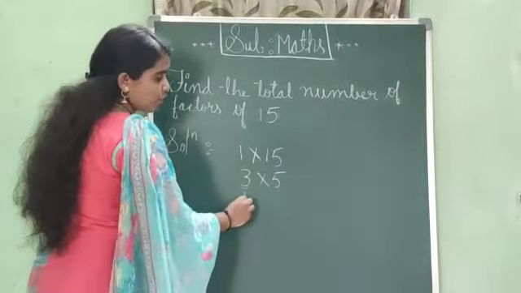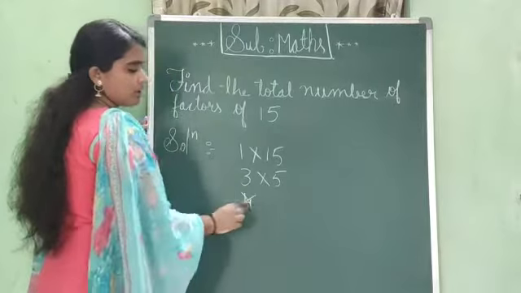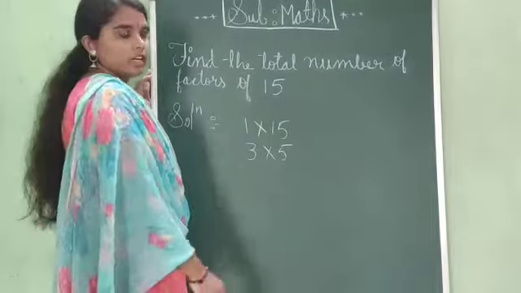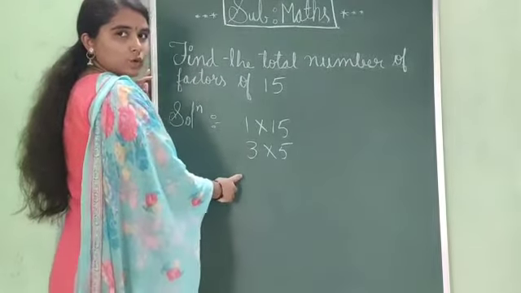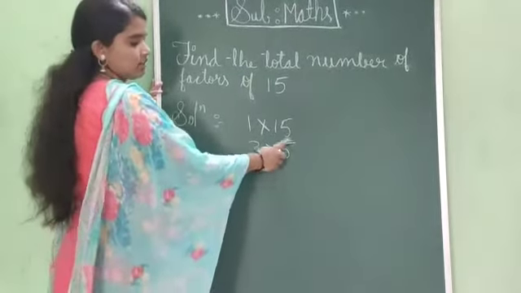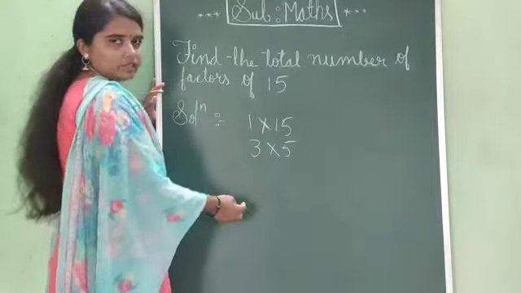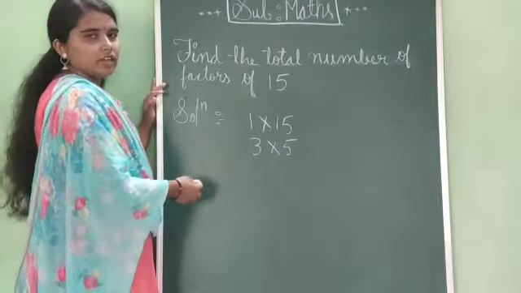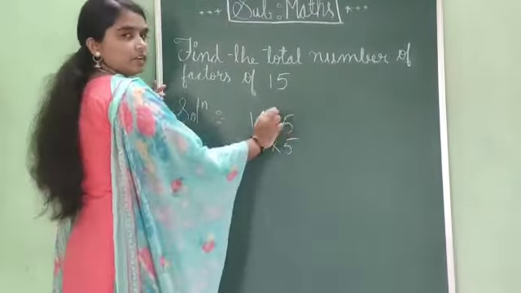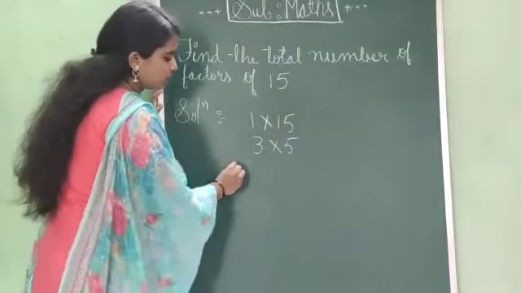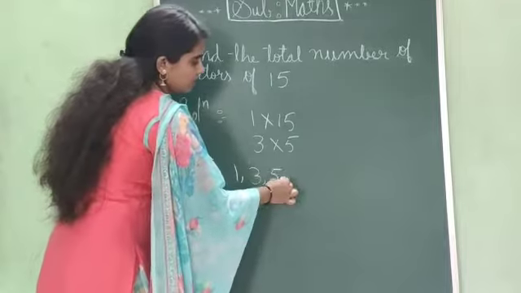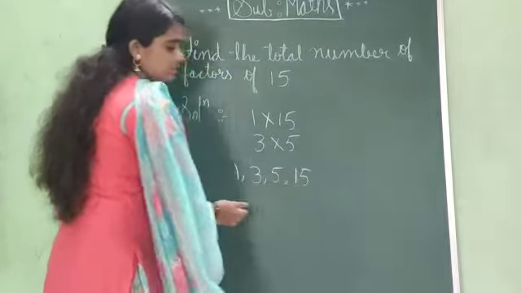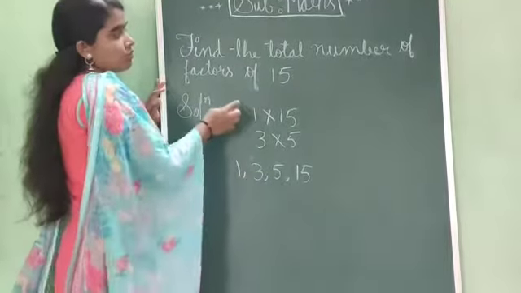Next, will it come in 4? No, it will not come in the 4 table. So I have taken directly all these. In the 5 table, in 6, it will not come. Till 15, no other number will come, only 15 will come. Okay. Now we should write 1, 3, then 5, then 15. So these are the factors of 15.